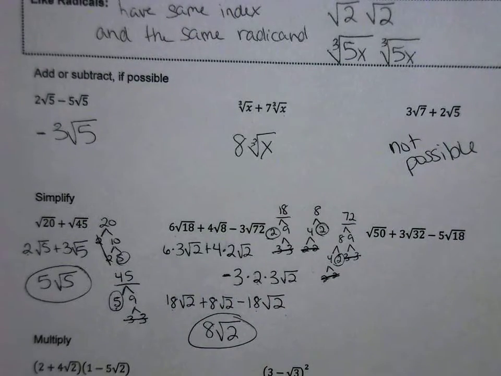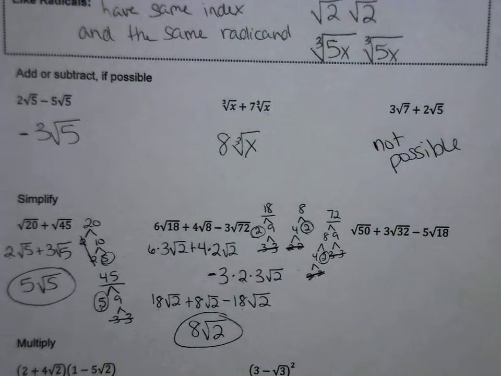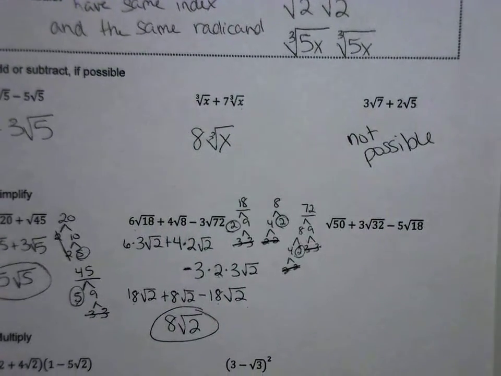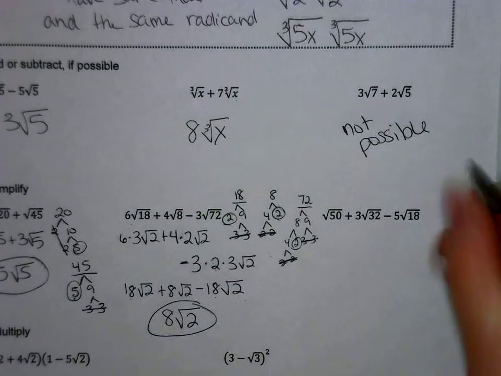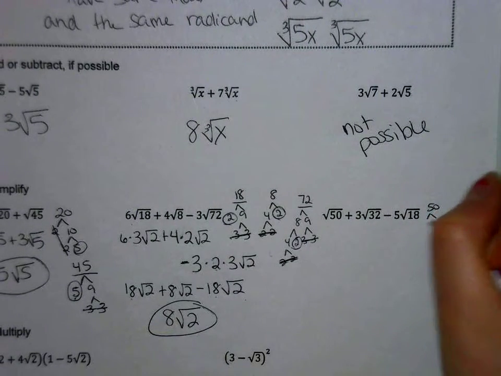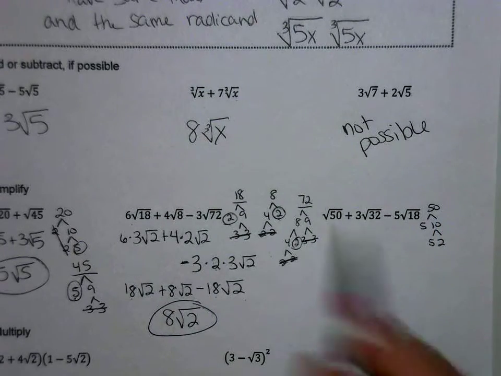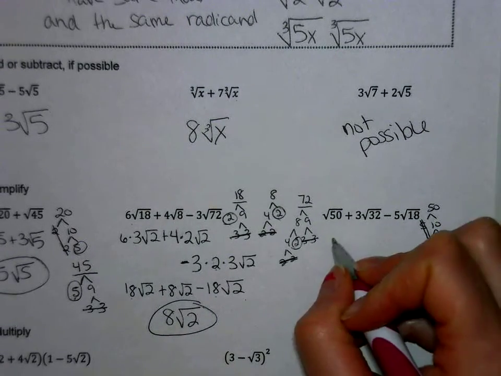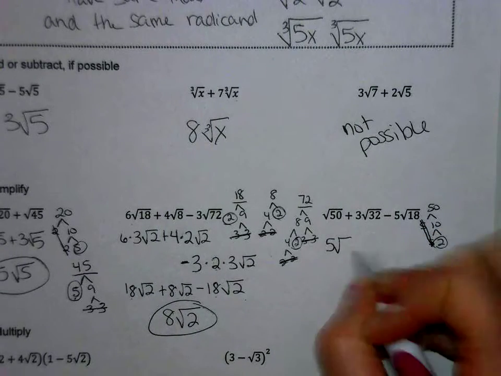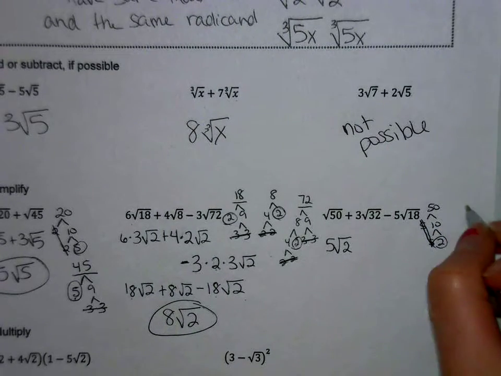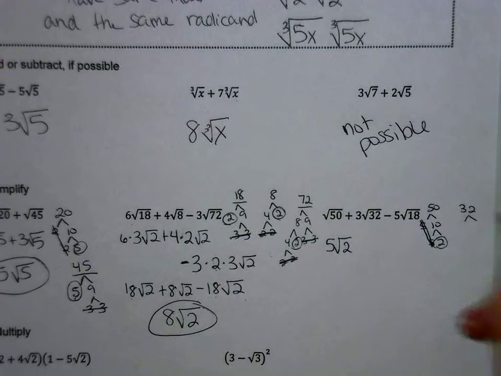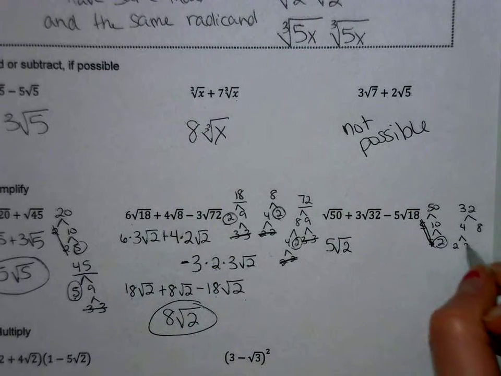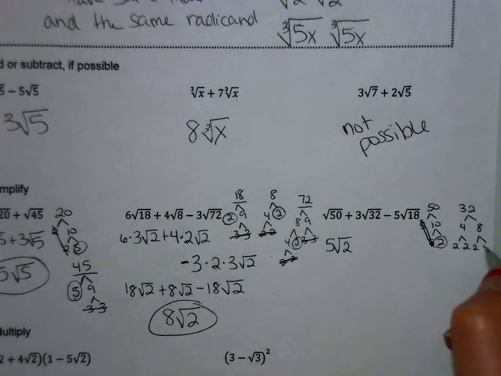And the last one. Take a look at square root of 50. We'll start with that one. So 50 we can rewrite to be 5 and 10, and 10 becomes 5 and 2. We're still working with the square root, so we want a group of 2. So we can pull out one 5, and that means we're left with a square root of 2. Then we can look at 32. 32 we can say 4 times 8. 4 becomes 2 and 2. 8 becomes 2 and 4, and 4 again becomes 2 and 2.